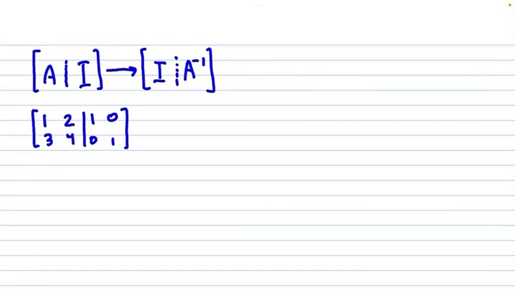Okay, here we want to look at the Gauss-Jordan method for finding the inverse of a matrix. Now we've already looked at a method to find the inverse where we use 1 over the determinant, and then we switch the entries on the main diagonal and negate the other entries. But we want to look at this one.